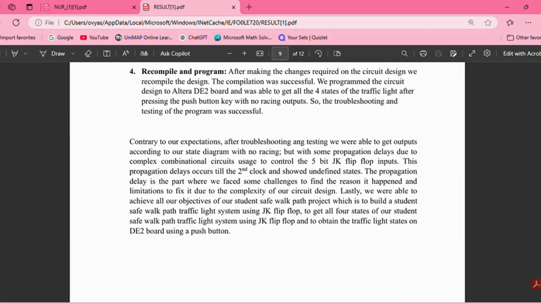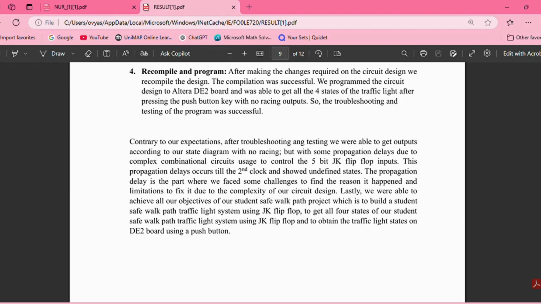Contrary to our expectation, after troubleshooting and testing, we were able to get outputs according to our state diagram with no racing but with some propagation delays due to complex combinational circuit usage to control the 5-bit JK flip-flop inputs. These propagation delays occur until the second clock, or the second time we used the push button, and showed undefined states. The propagation delay is the part where we faced some challenges finding the reason it happened, and limitations to fix it due to the complexity of our circuit design.